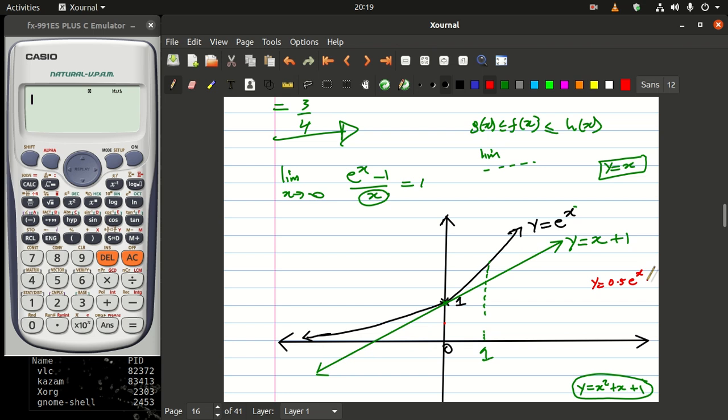If I am adding a 1 to this, it's going to move by 1, so it's going to be 1 plus half, so it's going to be somewhere there, and it's not going to pass through there. So I want a function that is going to pass through that 0 but be above this everywhere else. So what if I take y is equal to x times e to the power x?